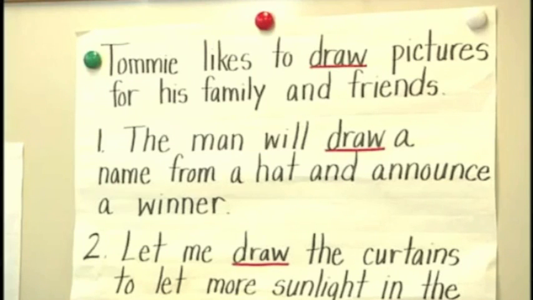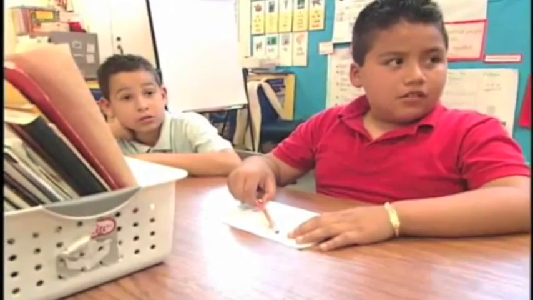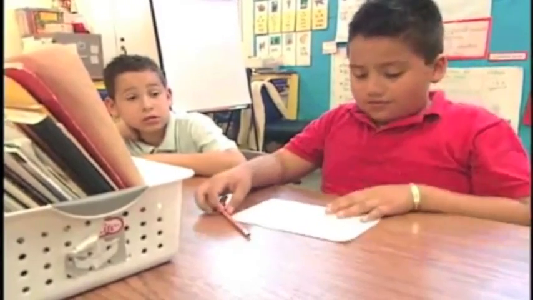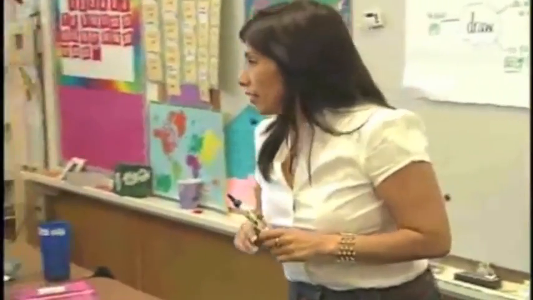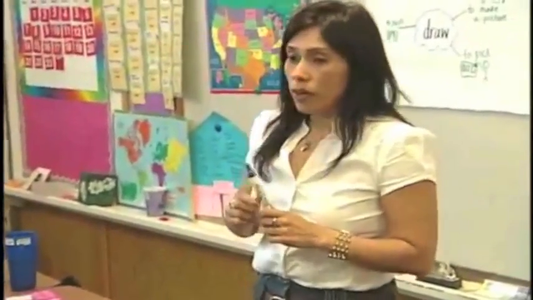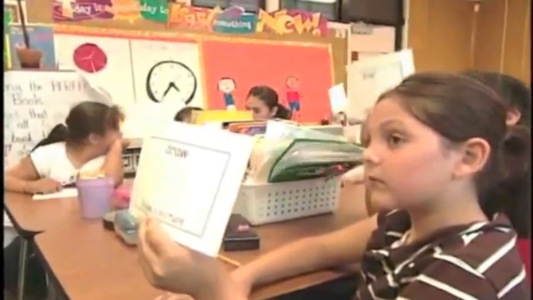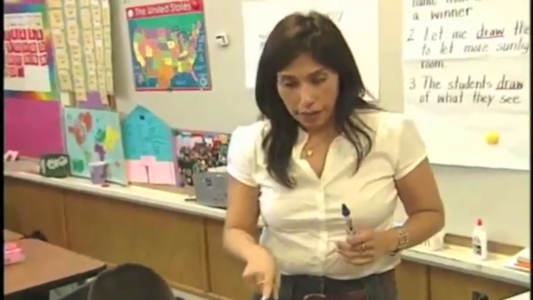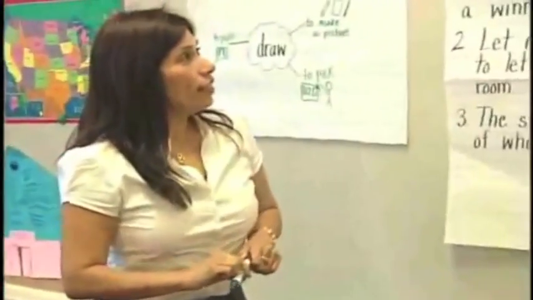Tommy likes to draw pictures for his family and friends. Show me with your pictures that you have, which draw is it talking about? Which draw is that sentence talking about? Show me with your pictures. See? I see to make a picture there, to make a picture there, to make a picture there. If you are holding up the side that shows to make a picture, you are right. That's the draw they're using.